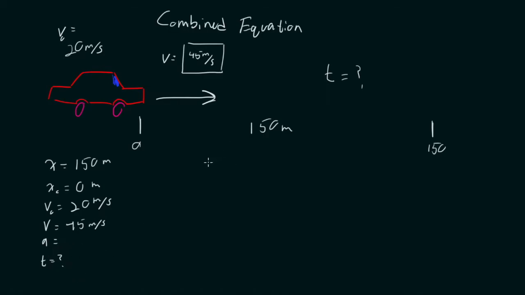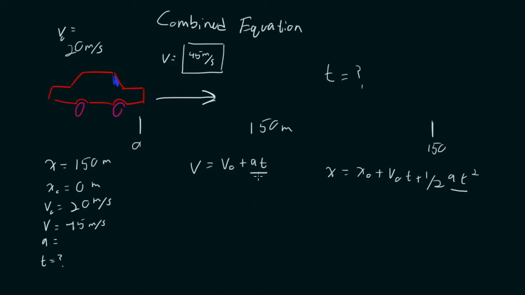Well, which equation could I use? I've got this guy. I've got this guy. Okay, and then I've got this guy. But I know that I have a positive acceleration. I know I have a positive time, but I'm missing both of those variables. I'm unable to solve either of these equations. What can I do? Well, in math, we can do this thing called substitution.